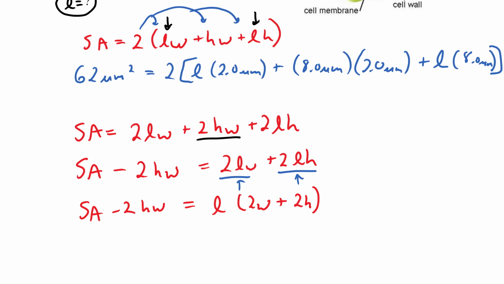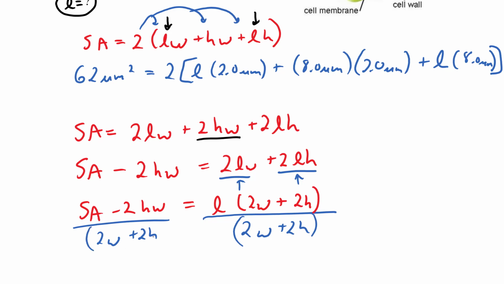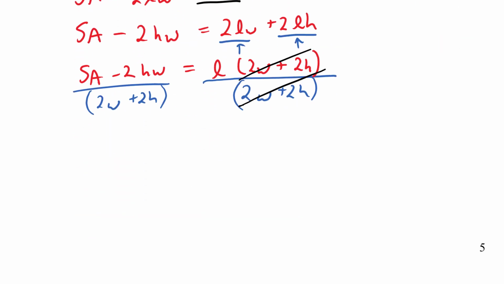Now that I have L on its own, multiplied by what's in the brackets, I divide both sides by what's in the brackets. As long as I do it to both sides of the equation, it is fine. These will then cancel each other out. Here I get length is equal to surface area minus 2hw, over 2 width, plus 2 height.